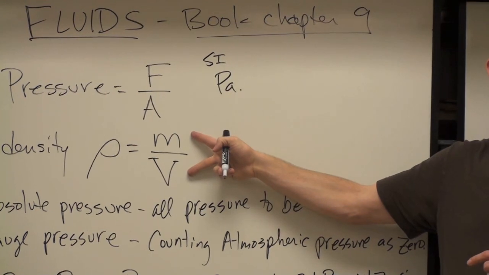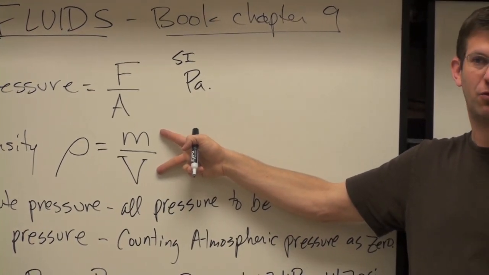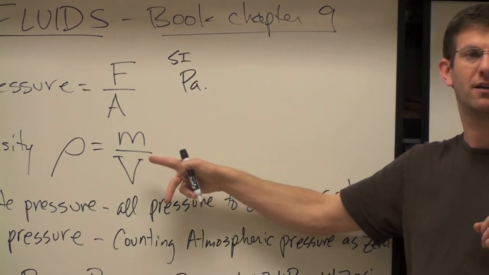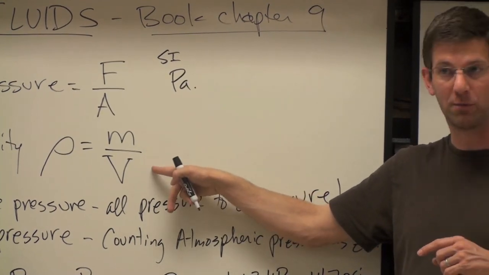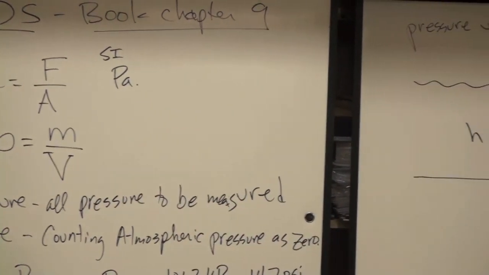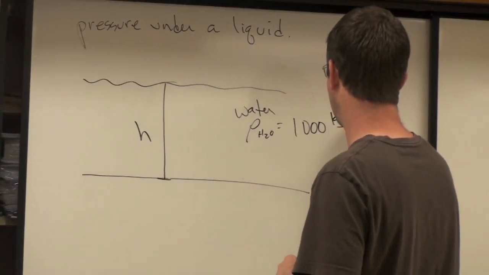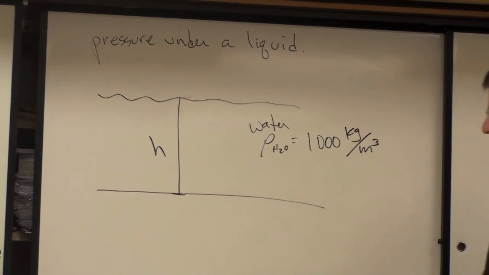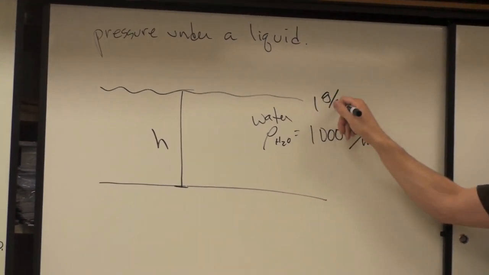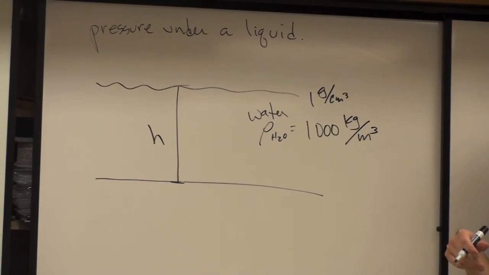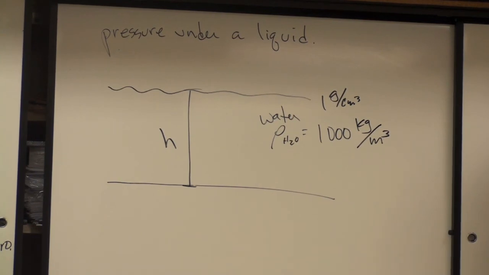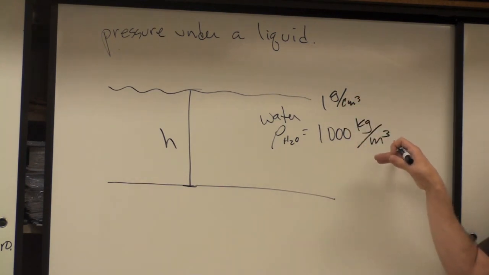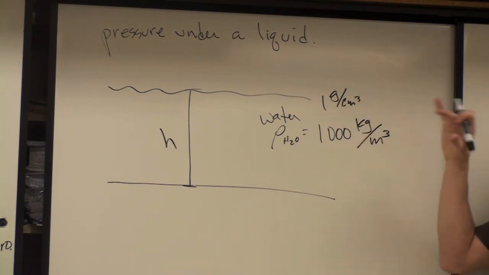What did you do in chemistry, though? The density of water was 1 gram per cubic centimeter. Oh, we need it in kilograms per cubic meter: 1,000 kilograms per meter cubed. It is one gram per centimeter cubed, right? There's 1,000 grams in a kilogram, but there are 1,000,000 cubic centimeters in a cubic meter. So that's your factor of 1,000.